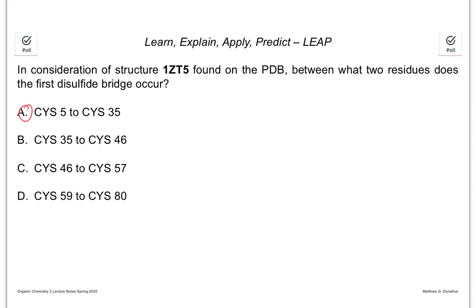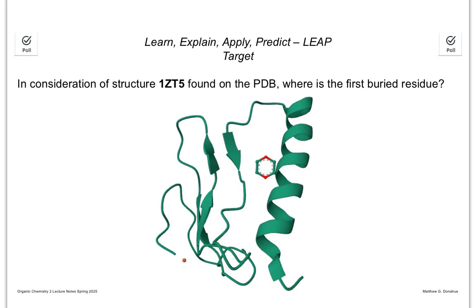Everyone good? So where is the first buried residue? What amino acid is it, and what number in the sequence? So position 33, and it's proline.